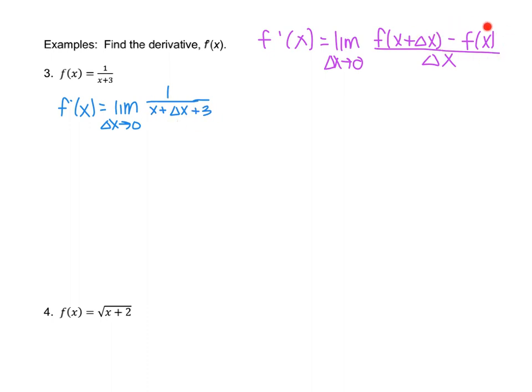Now I'm going to subtract the original function f of x. So minus 1 over x plus 3, all divided by delta x. So now we have this very complex fraction here. So we need to work on simplifying that.